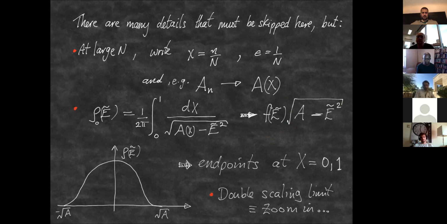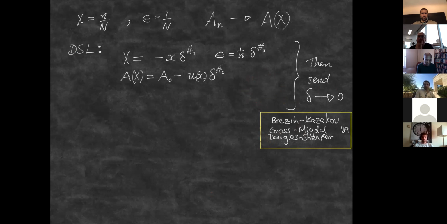Now, the endpoints are at X equals 0 and 1. And as I said, the double scaling limit is to zoom into the endpoints. So you can imagine now I've tuned the potential, as I said, to get that critical behavior that makes large surfaces dominate. And that's some particular choice of potential, which is built into what those particular a's are by the definition of the orthogonal polynomials. So now I have to zoom in, and the zooming in looks like this. I can define some parameter delta, which goes to zero in the limit.